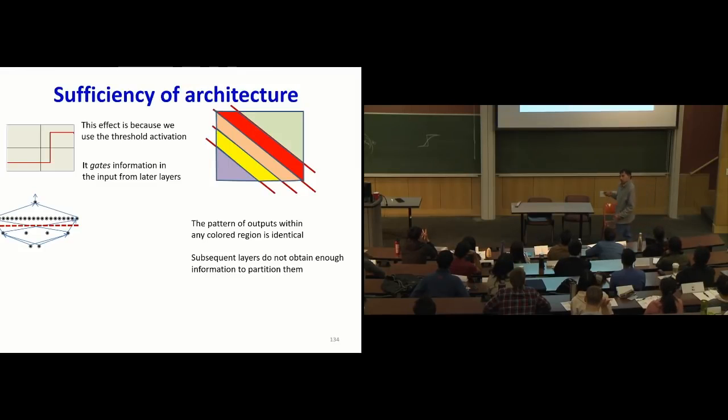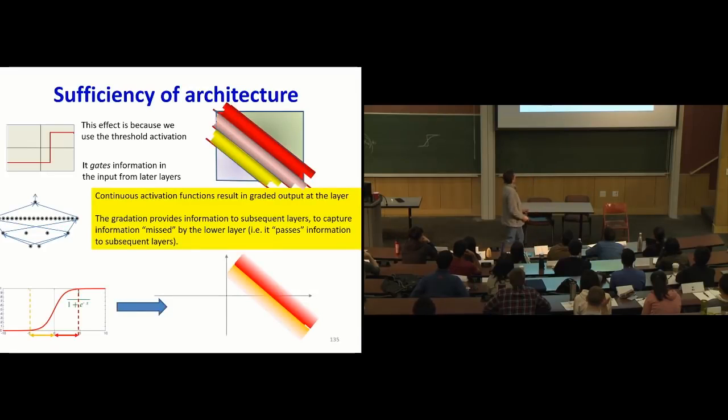How would you change this? Any guesses? You can change the activation function. So if I give you a sigmoid, right? If I give you a sigmoid, this actually tells you it's graded, correct? So it tells you how far away you are from the boundaries. And now that you know how far away you are from the boundaries, downstream you still have sufficient information to add newer boundaries, right?